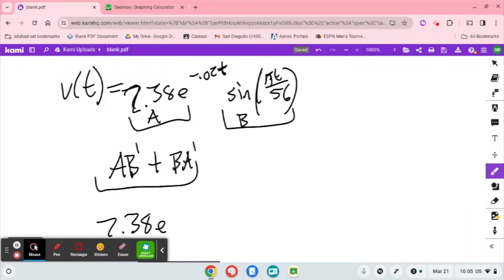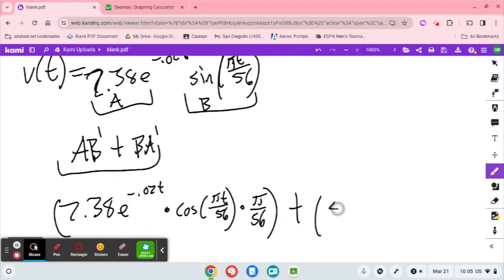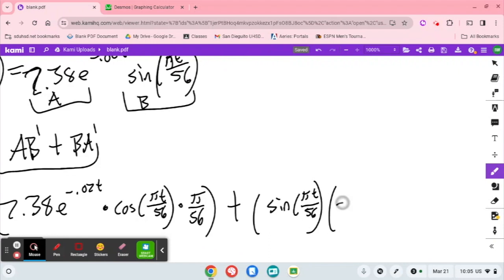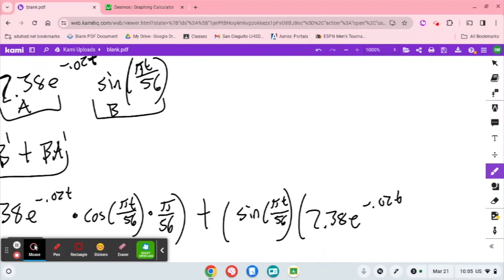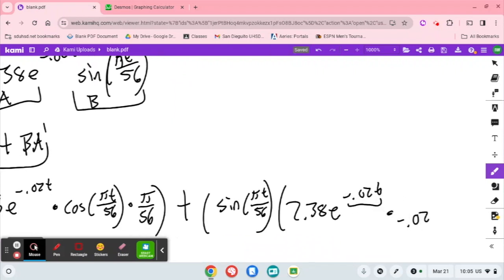2.38 e to the power of negative 0.02 t times the derivative of b, which is cosine of pi t over 56. Chain rule, which is going to be the derivative of the inside, times pi over 56, plus b, which is just the function of pi t over 56, times the derivative of a, which is 2.38 e to the power of negative 0.02 t. And then we have to use chain rule and derive this part right here, so times negative 0.02.